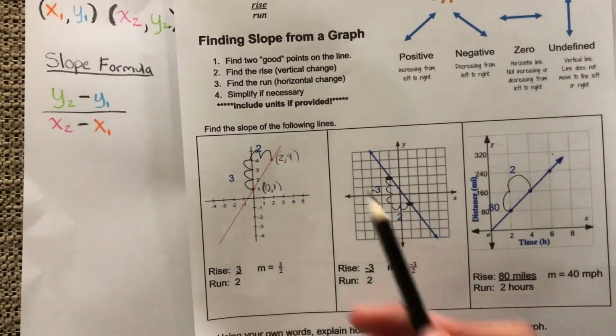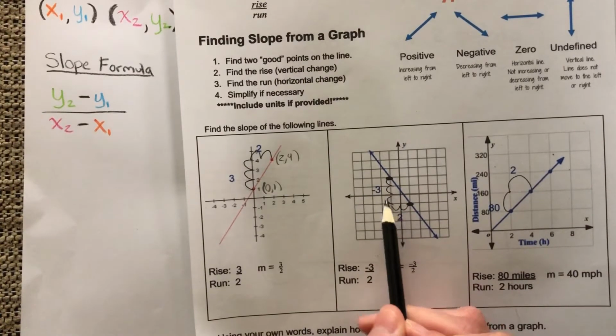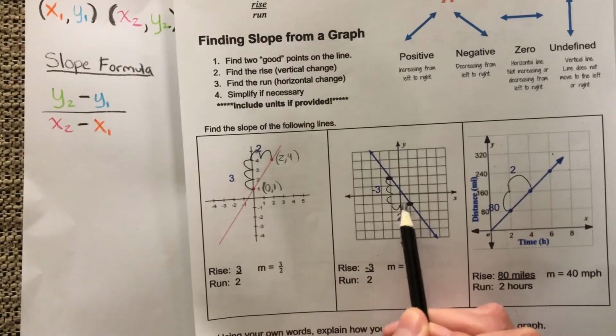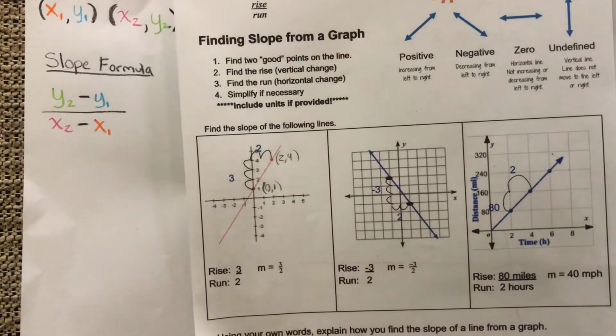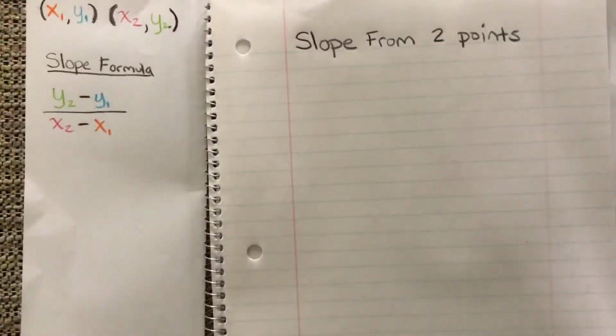The same thing is done if it's going in a negative direction, except when you're counting down 3 units, you represent that by a negative 3. And we're still running or moving over 2 units. So that slope would be negative 3 over 2. So that's a quick refresher on what slope was.